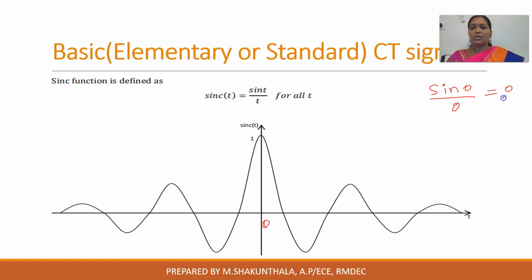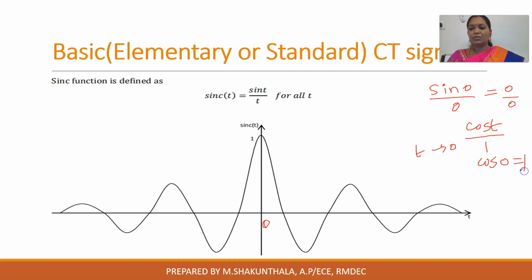So what do we have to do? Remember, when we get an indeterminate value, we apply L'Hospital's rule. We differentiate the numerator and denominator. Differentiating the numerator gives cos t, and differentiating the denominator gives 1. Now apply t tends to 0. Cos 0 is nothing but 1. So at t equals 0, the value is 1.